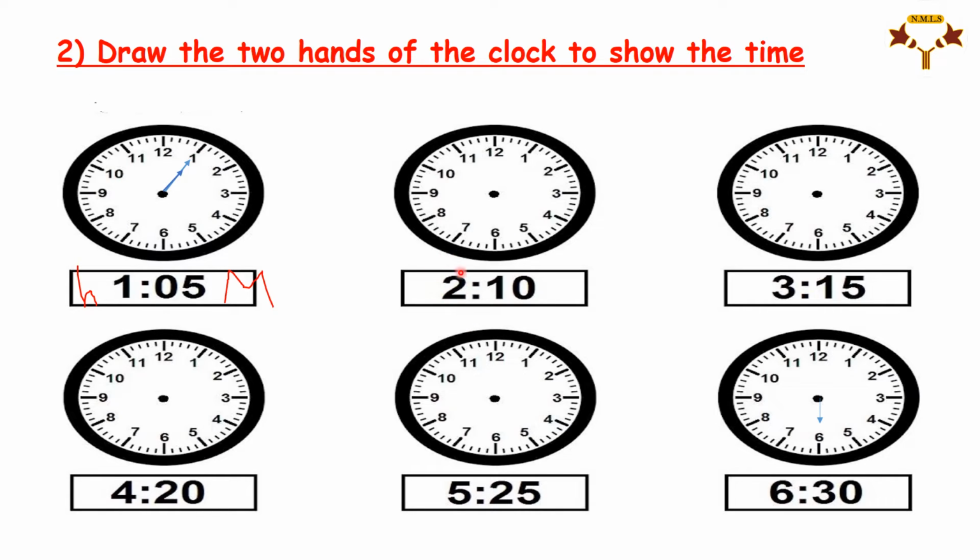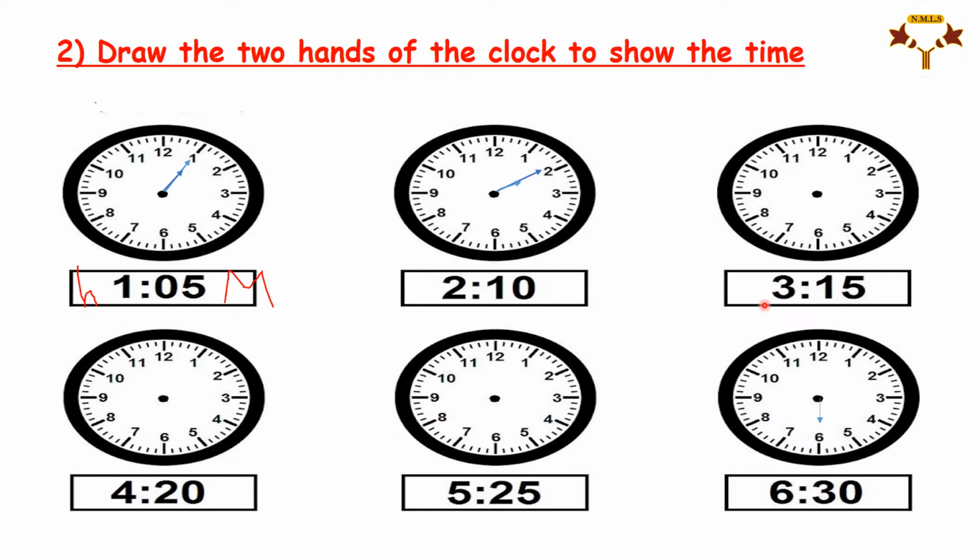Here we have 2 in hours and 10 in minutes. Then we start by short hand to represent hours. Short hand will be at 2. Okay, and we have 10 minutes. 10 minutes means also 2. Then we will draw long hand at 2, because 1 means 5 and 2 means 10 minutes. Okay, then we draw long hand also at 2.